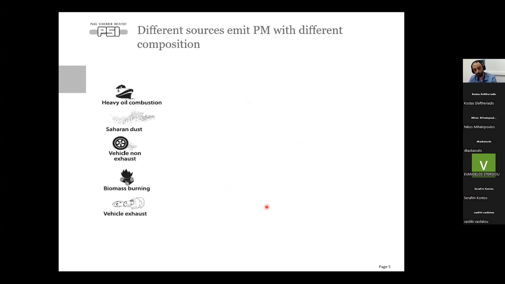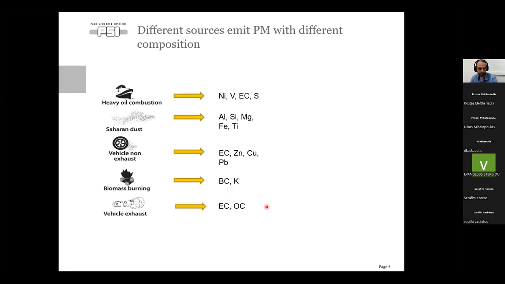And how do we do that? We do that because the different sources that we have in an area, the PM that they emit tends to have different chemical compositions. Sometimes it might be similar, but usually there is always some difference in the chemical composition of PM when it is emitted from different sources. And we are using this difference in the chemical composition of PM to categorize and analyze it and be able to identify the sources.